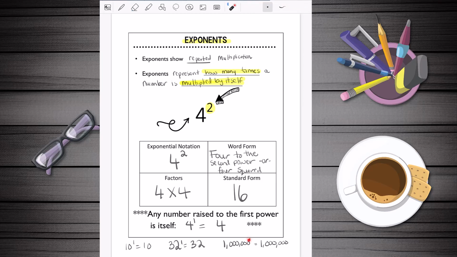Okay, those were our quick notes on exponents to consolidate some of our learning.